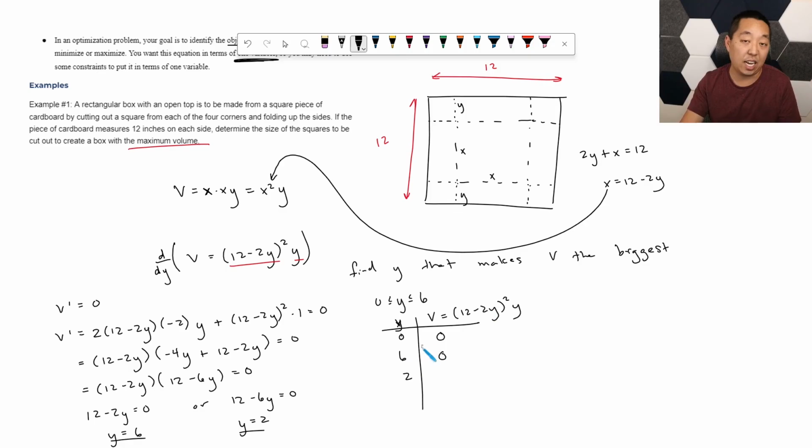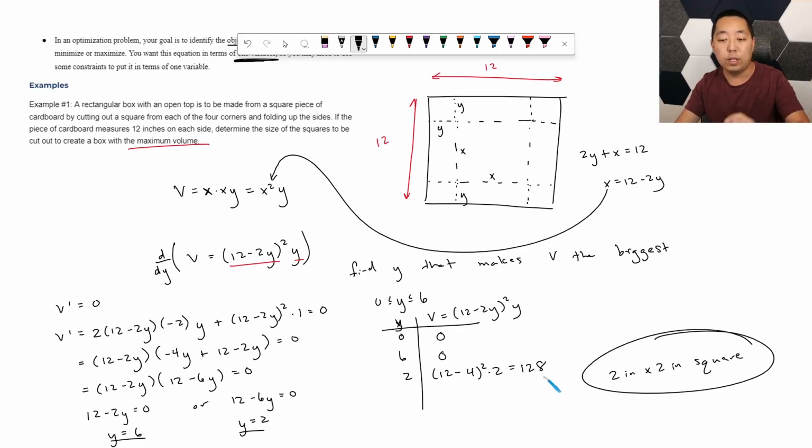So 0 and 6 actually were minimums, because my volume can't be smaller than 0. If I plug in 2, 12 minus 2 times 2 is 8, squared, times 2. That's going to give me 64 times 2, which is 128. So that means the size of the squares, the y by y square that I'm cutting out, is 2. So it's a 2 by 2 square, 2 inches by 2 inches. And that will give us the maximum volume of 128 cubic inches.